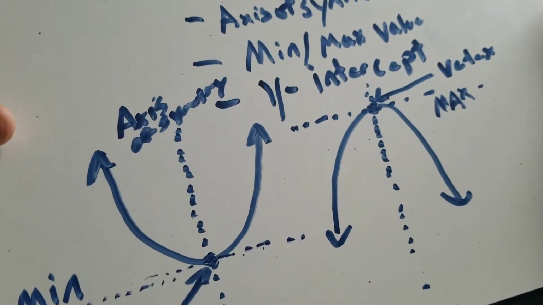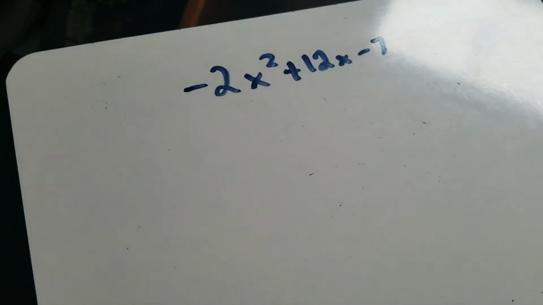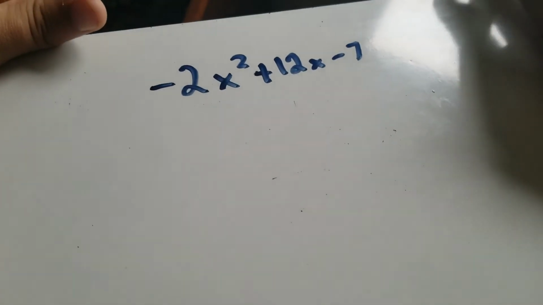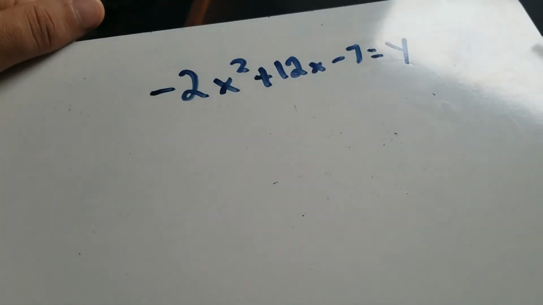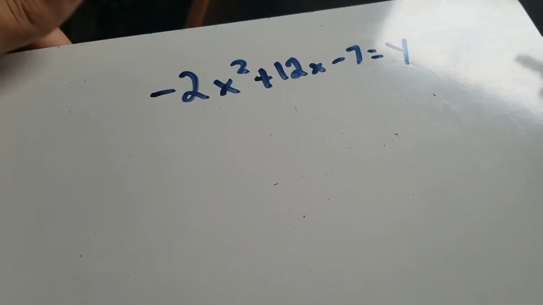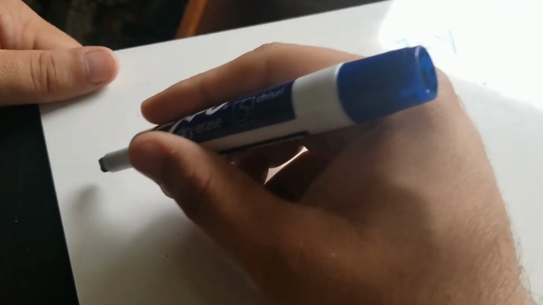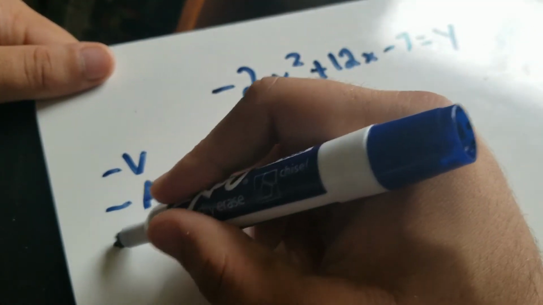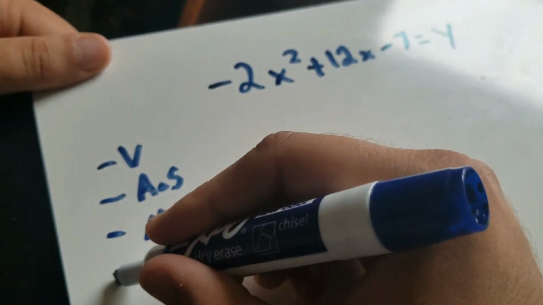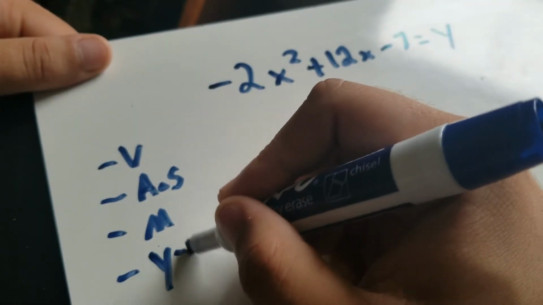I guess the more important part is how do we actually find it? So first, let's just put an equation down. Ta-da! The equation is down. So y equals negative 2x squared plus 12x minus 7. Again, we're looking for 4 things: the vertex, the axis of symmetry, the max or min, and the y-intercept.